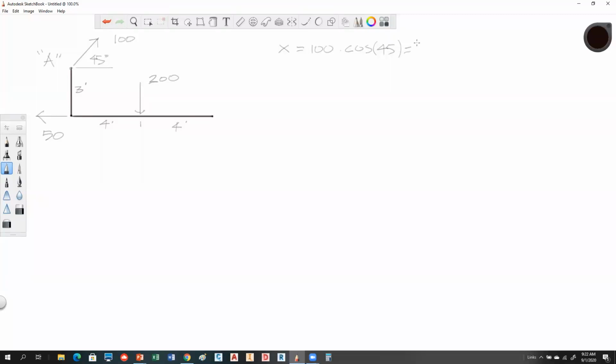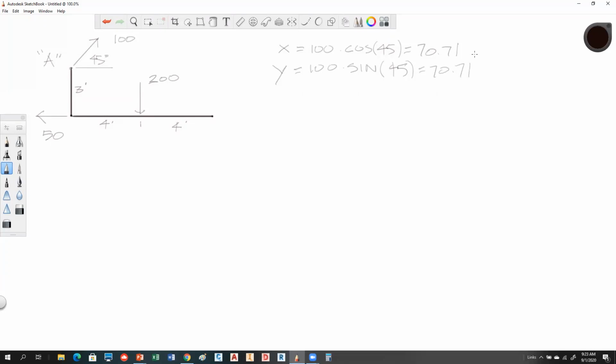So let's see, what does that give us? The cosine of 45 is .707. And that gives us 70.71. The y is going to be actually equal to the same thing. We're also going to get 70.71. Okay, so that's our very first step.